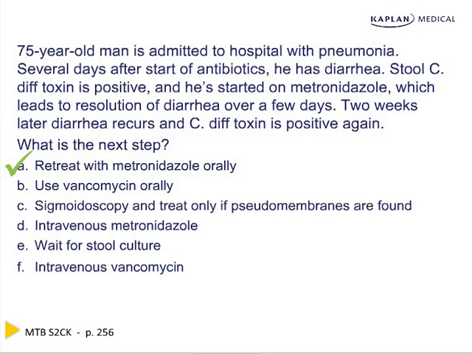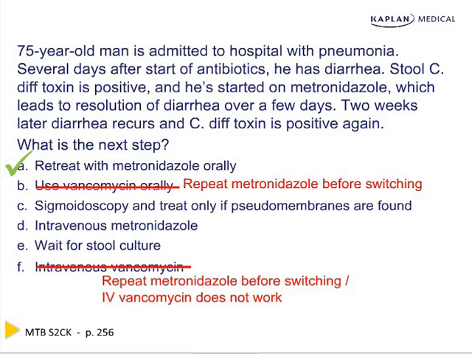Now let's go through the wrong answer choices. B and F are wrong because using oral vanc is not indicated yet. You must fail 2 courses of repeat metronidazole before switching. Intravenous vanc, as we just discussed, is always the wrong answer. It doesn't cross the bowel wall.